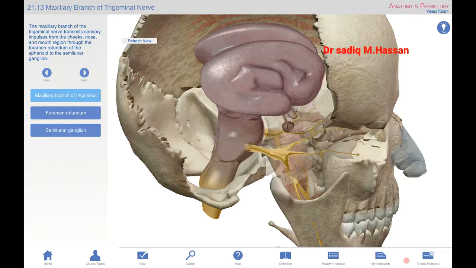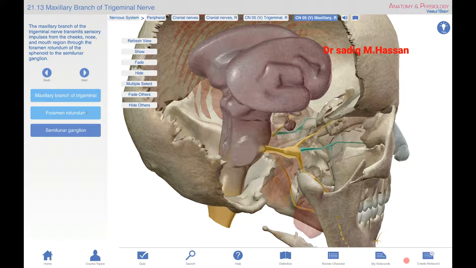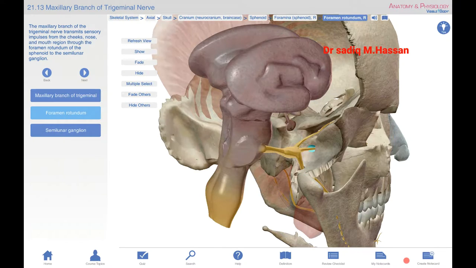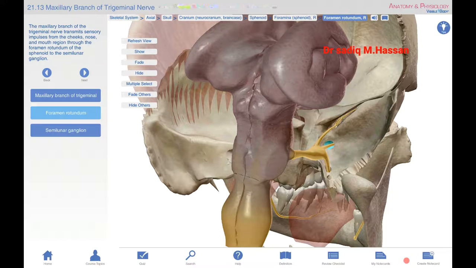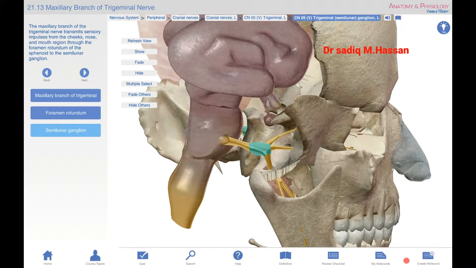Here we see the maxillary branch again. Where does it exit? The foramen rotundum. This is the foramen rotundum, this branch. Yes, here is the foramen rotundum, and it also goes into the semilunar ganglion as well. So let us continue. Next one.